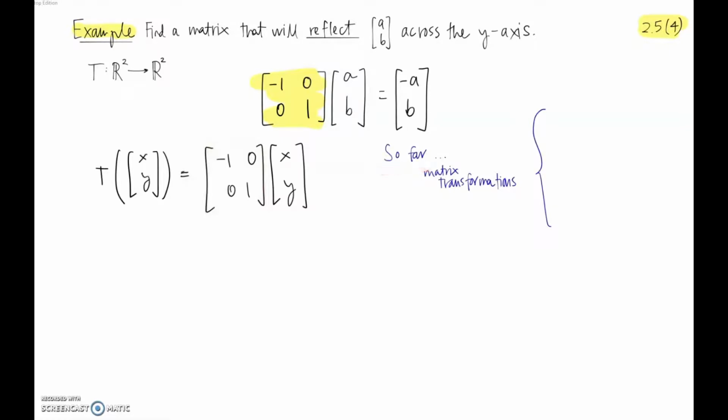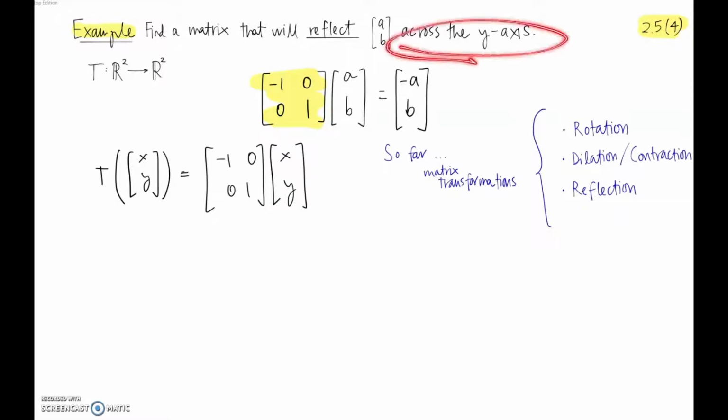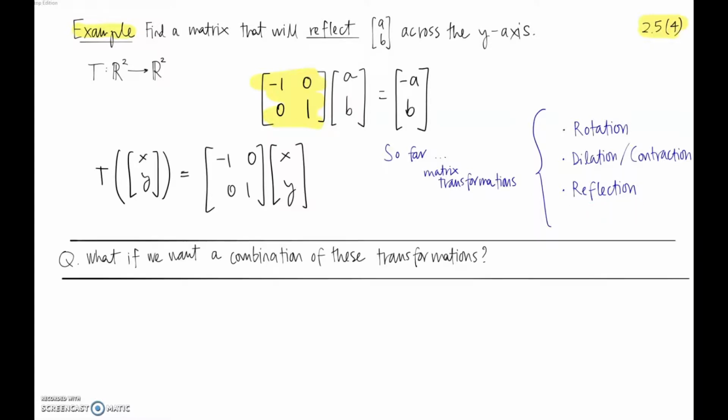And so far the matrix transformations that we've seen are rotation, dilation, and contractions. And now this last one we saw a reflection. And we don't always have to reflect about the y-axis. We could reflect about a lot of things. We can reflect about the x-axis or the line y equals x, but this last type is a reflection. So one question we can ask is, what if we want a combination of these transformations? What if I want to do a dilation followed by a rotation? Is there an efficient way to do that?